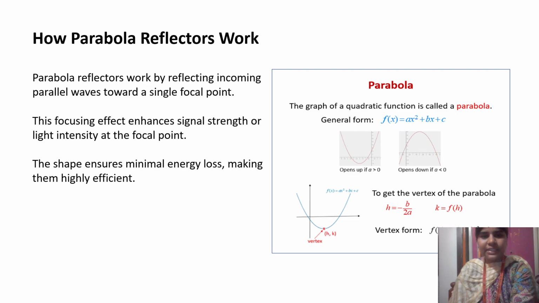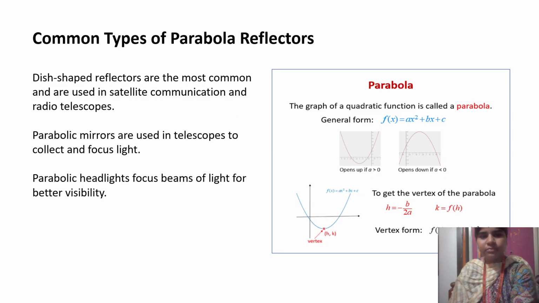How do parabola reflectors work? Parabola reflectors work by reflecting incoming parallel waves toward a single focal point. This focusing effect enhances signal strength or light intensity at the focal point. The shape ensures minimal energy loss, making them highly efficient.